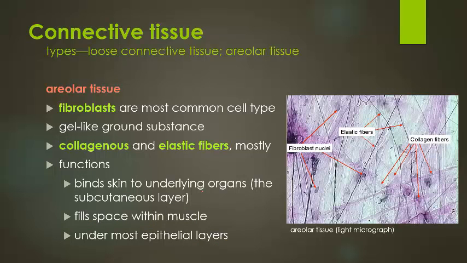In areolar tissue, the fibroblasts are the most abundant of the cell types. When you look at these under the microscope yourself, you'll be able to see the fibroblasts, distinguished by the nuclei kind of hanging out. The ground substance is gel-like, so it's not a real loose fluid ground substance. And the primary fibers that we see are collagenous and elastic fibers.